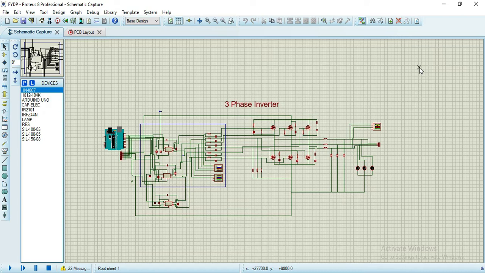In this video we will see how to implement a three-phase inverter with a gate driver circuit on Proteus.